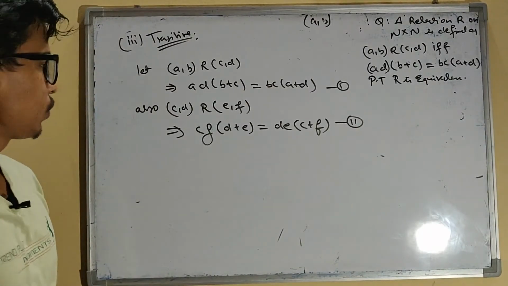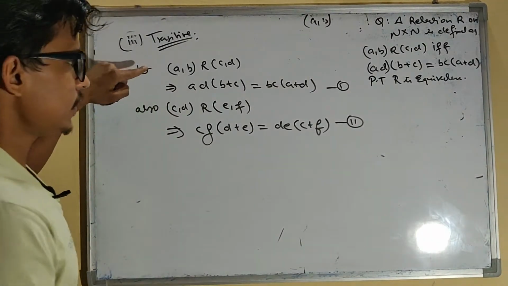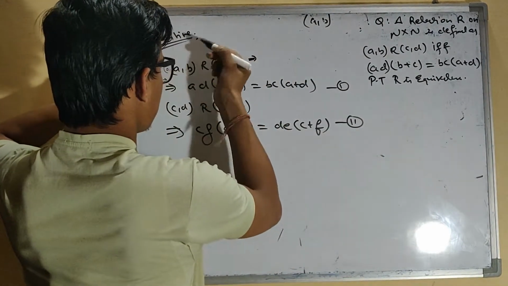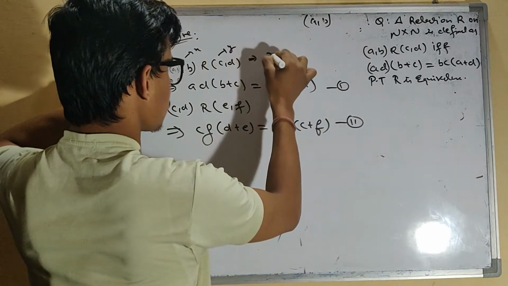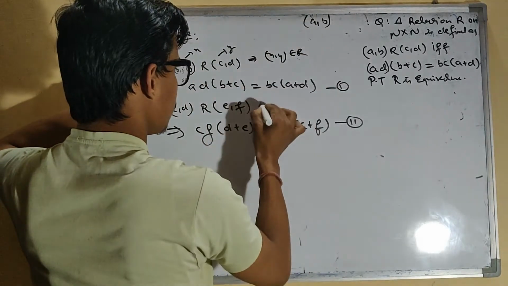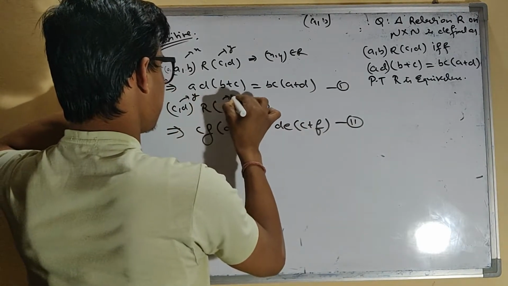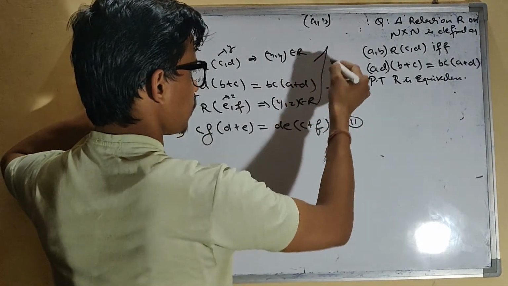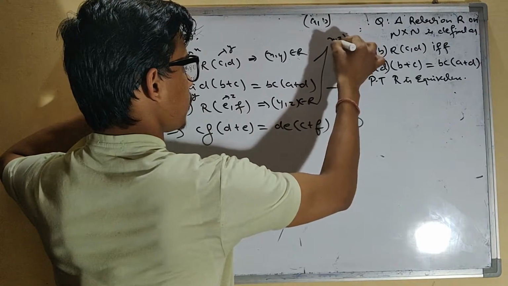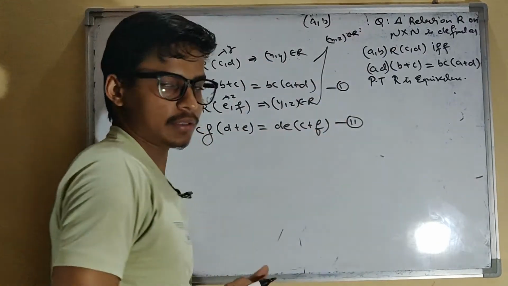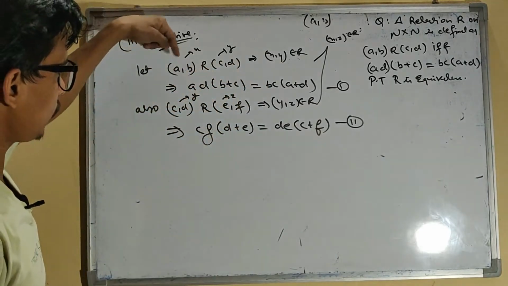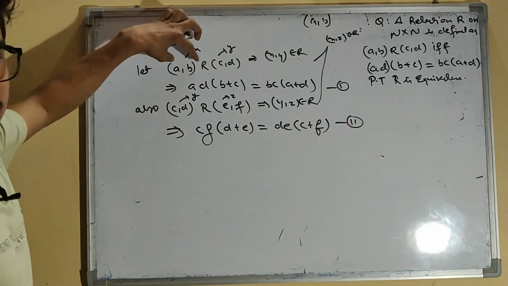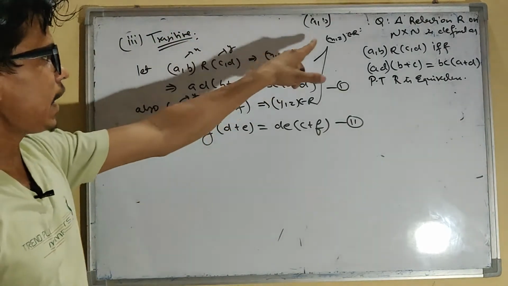So what you can do is something like this: (a, b) can be written as, let's say this is x, this is y. So (x, y) is related to R, and here it can be written as y and z. So (y, z) is related to R, and we have to prove that using these two, (x, z) is related to R. This is just for your understanding, how you are doing this. So I have to prove (x, z).